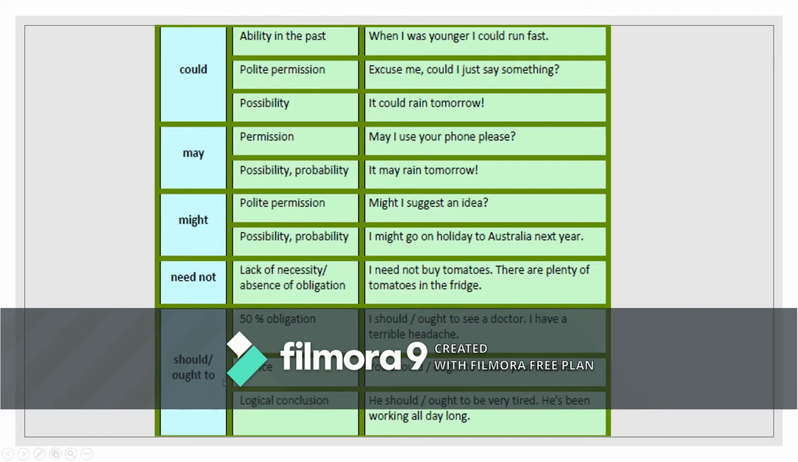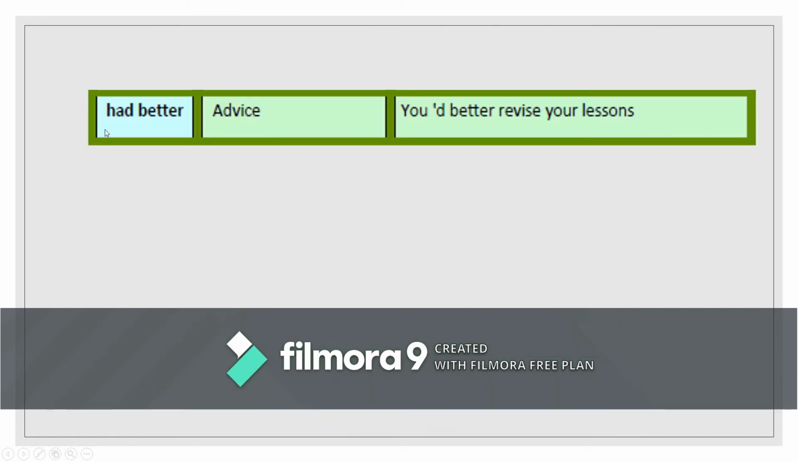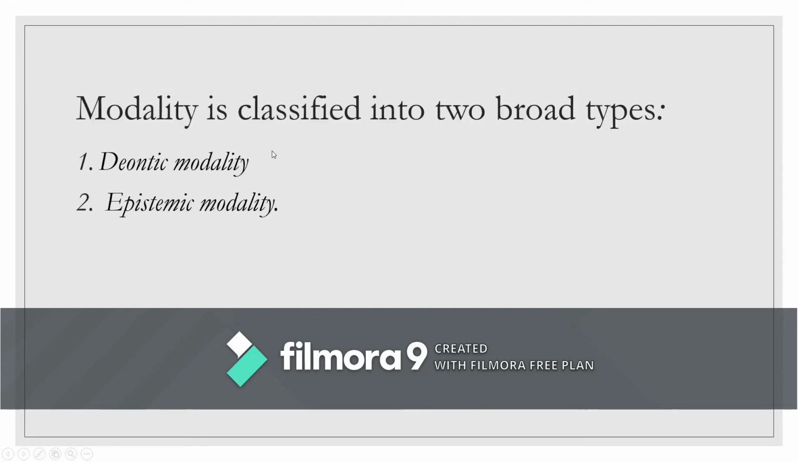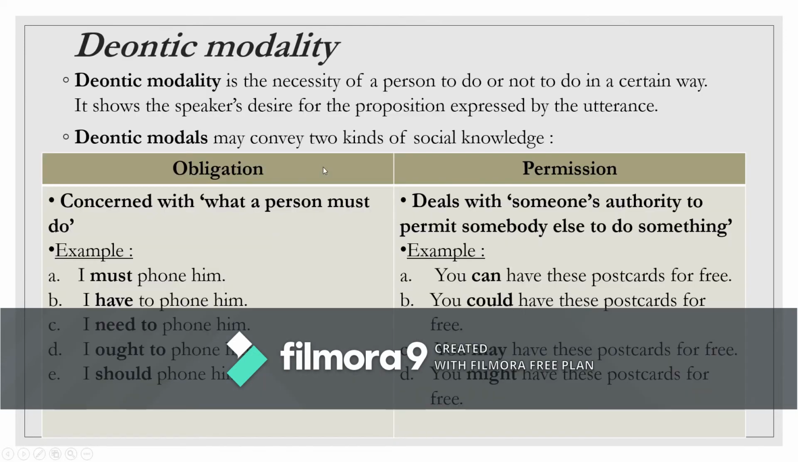Should, expressing 50% obligation, advice, and logical conclusion. Next, the last one, had better, expressing advice. And let's move to the next slide. Modality is classified into two types. There are deontic modality and epistemic modality.